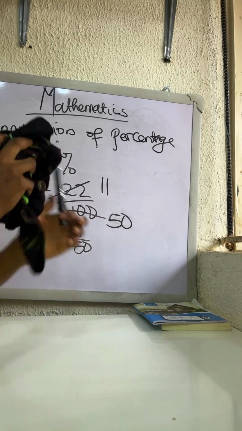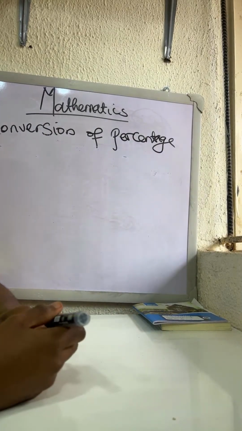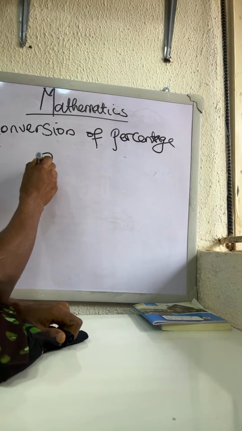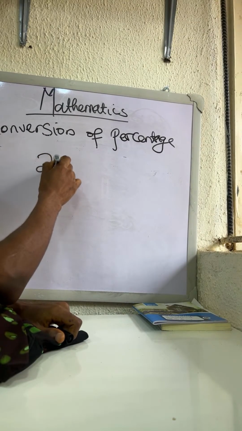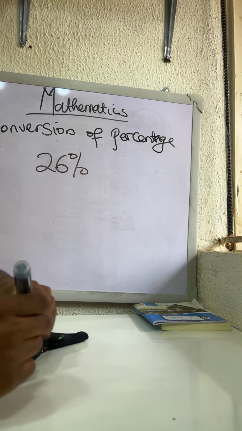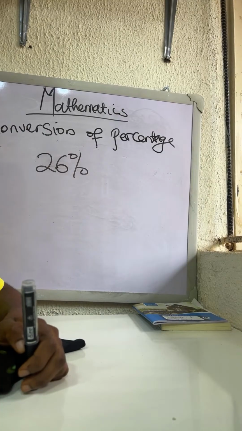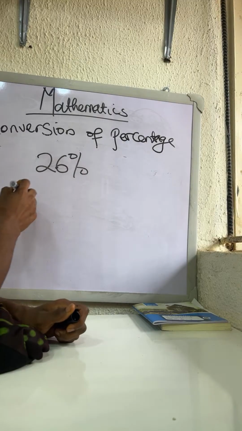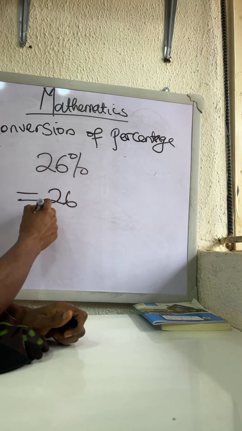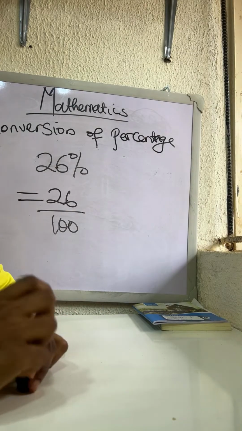Yeah, so that's it. Then the next one we have to look at is 26%. What is the value for 26%? What can we do to 26%? We write it as 26 over 100, right? Yes. So what can divide them?